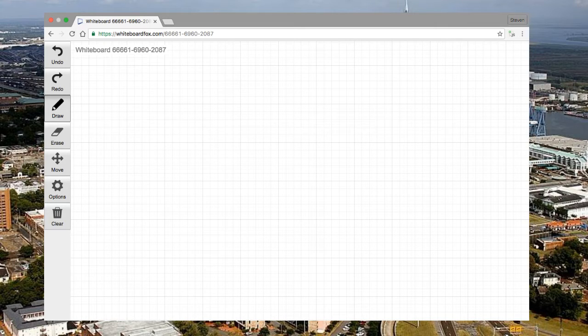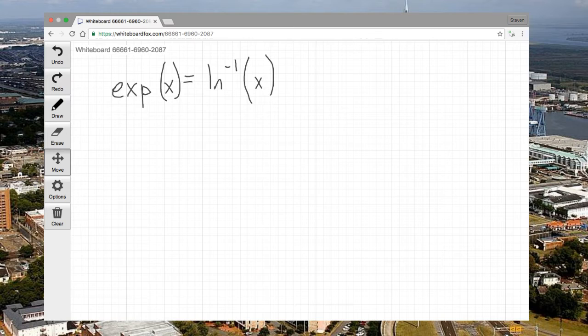So now that we've defined the exponential function, exp of x is the inverse function, which some people would write as natural log inverse, ln^-1 of x. This allows us to define what an exponent means for any real number, not just the rational numbers like I talked about last time. So what does that mean for us?